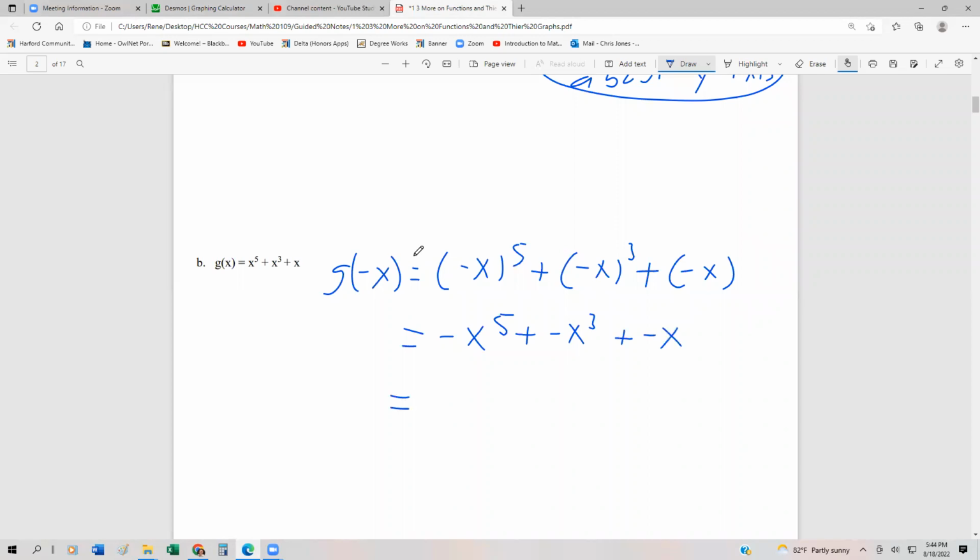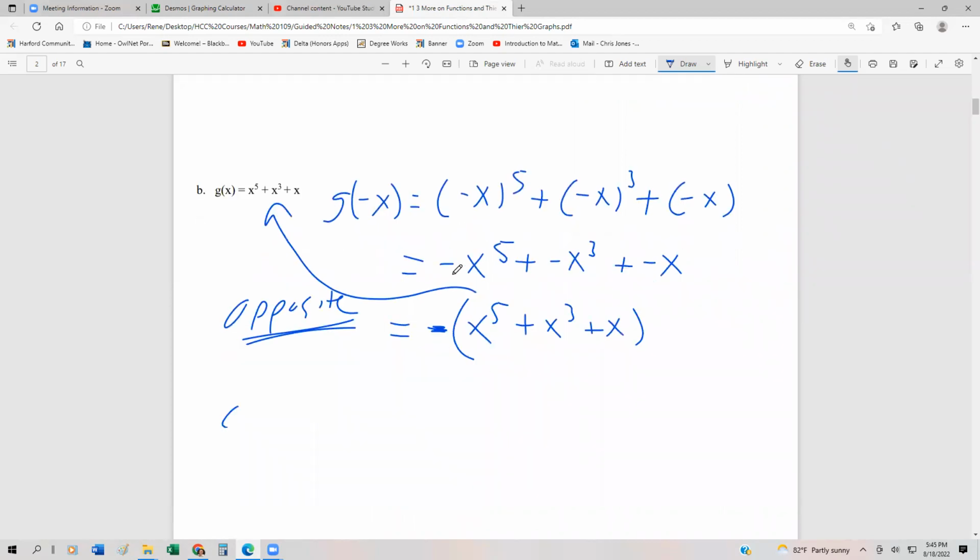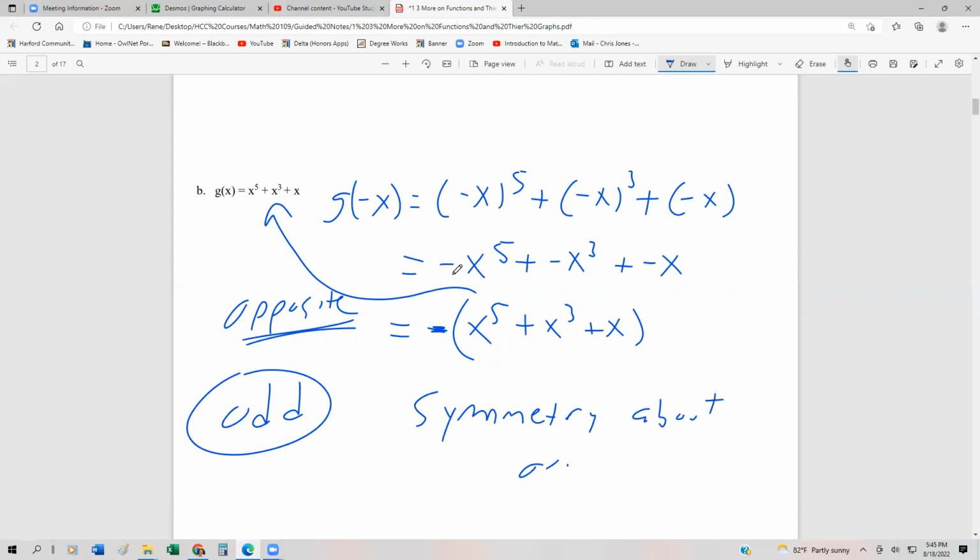Or another way to write that is if we were to factor a negative from that, because we've seen that before where we factor a negative, that would become x to the fifth plus x cubed plus x. And that's exactly the opposite of what we started with. Right? And so what that means is that this is going to be an odd function, and that means that it has symmetry about the origin. So symmetry about our origin.